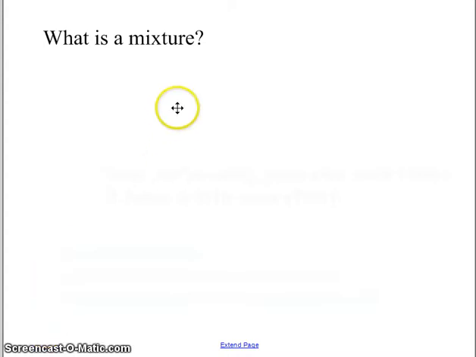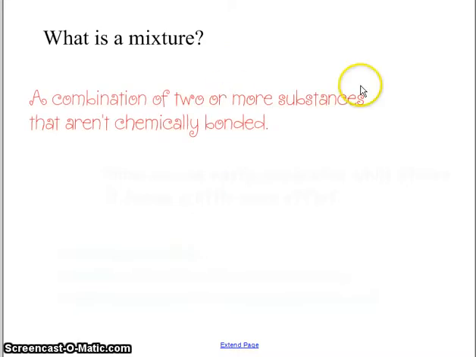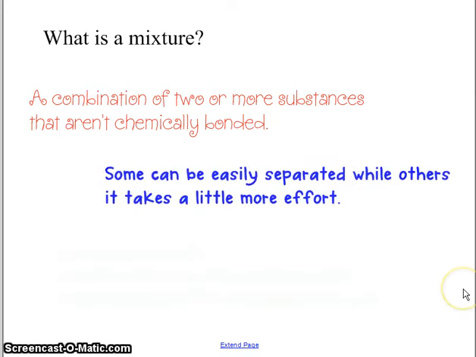In the real world, a mixture is a combination of two or more substances that aren't chemically bonded. That means that they are combined, but that you can separate the particles from each other because they are not chemically bonded to make a new substance. Some can be easily separated, while others take a little more effort to separate.